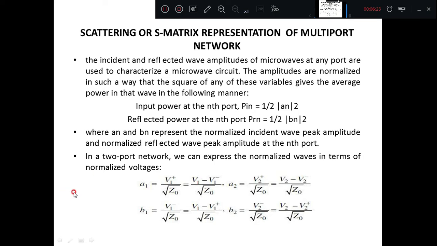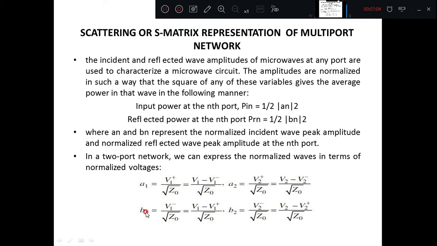So if I say V1 is equal to V1 plus V1 minus, then how to write this V1 plus? This V1 plus is equal to the input voltage V1 minus the reflected voltage V1 minus divided by Z0. Similarly, this A2, what is it? It is the transmitted signal at the output port. So again we have output voltage V2. This V2 is nothing but V2 plus V2 minus. So this V2 plus can be written as V2 minus divided by the square root of Z0.